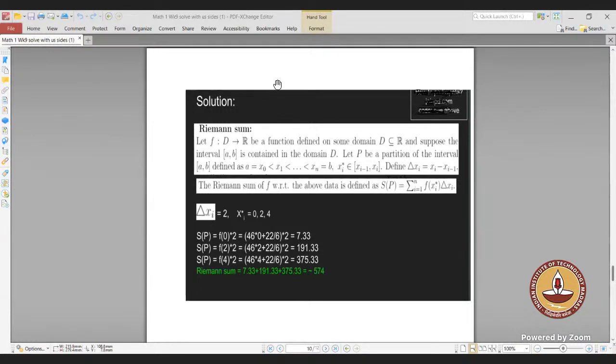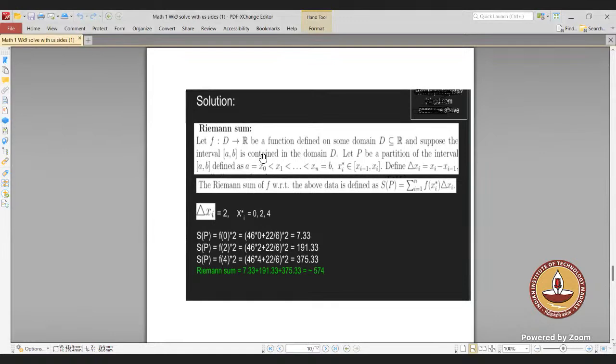Is this question clear with everyone? We are just directly applying the formula. First we are calculating delta xi and then xi star. Sir, xi star, the 0 to 4 will be the values for the left side, right? Yes, this will be the left side, so that is what we are considering in this case. So the left side values are 0, 2, and 4.